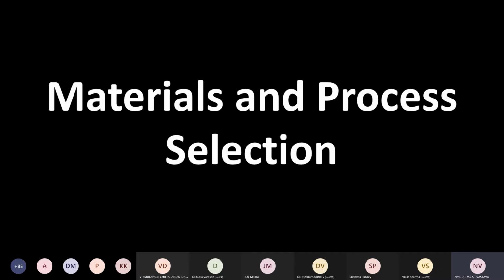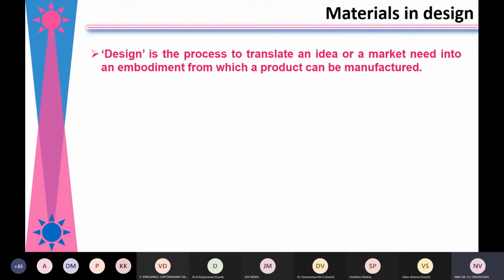So here you see, design is the process to translate an idea or a market need into an embodiment from which a product can be manufactured. That means if you get an idea of a product and you want to launch it in the market, you have to design it first.